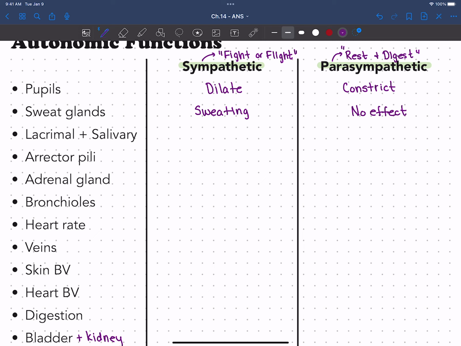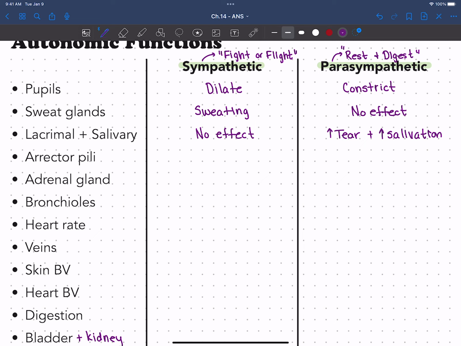All right. Kind of conversely, the lacrimal and salivary glands are only innervated by the parasympathetic nervous system. So the sympathetic nervous system would have no effect. And the parasympathetic nervous system would stimulate these glands, causing the lacrimal glands, which are the tear glands, to produce tears, right? So an increase in tear production, helping to lubricate the eyes. And the salivary glands would produce saliva, right? So increase salivation, which would be important for the digestive part of that rest and digest.